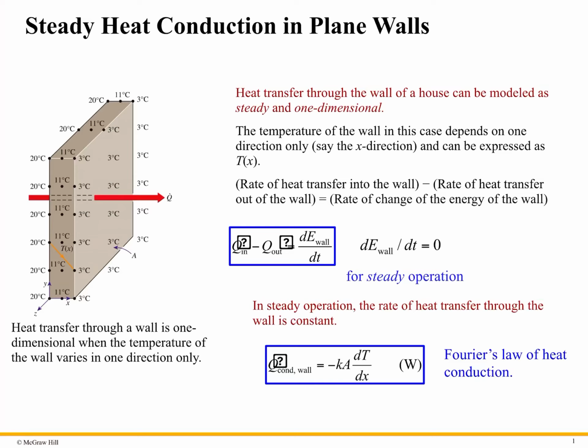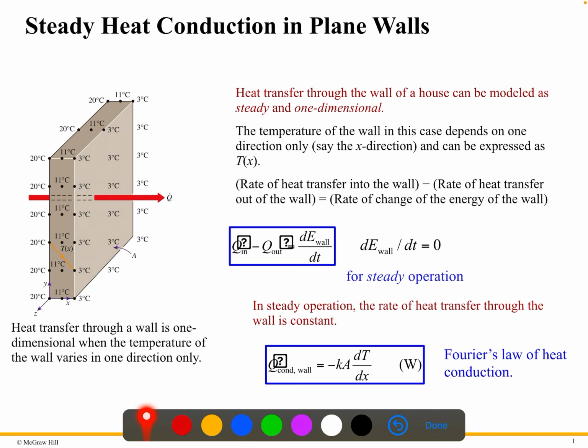This is the wall. You can see the schematic, the directions. We said this is the conduction heat transfer rate, so heat is transferred through this wall. Here we said this is steady and one dimensional. Steady means it will be the same with respect to time. It's not changing with time. And one dimensional means it is changing in one direction.